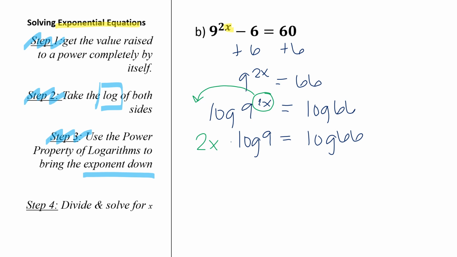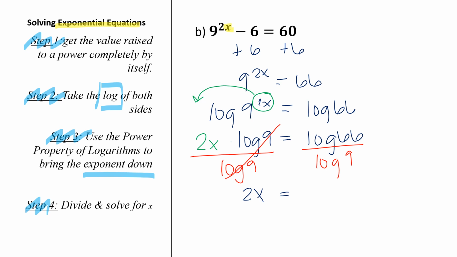And then step 4 is to divide and solve for x. So now I'm going to divide both sides by log of 9. I guess I could divide by the 2 also right away. There's more than one way to solve a problem, so I'm just going really step by step here, but if you wanted to, you could divide by 2 log of 9. Once again, just make sure that you're really being mindful of how you're typing it into your calculator.